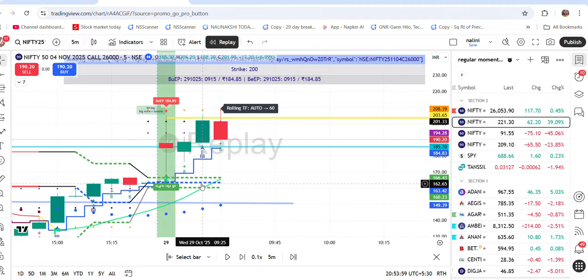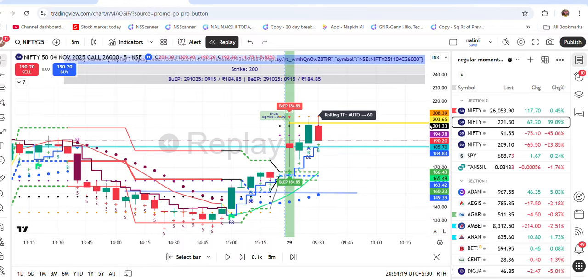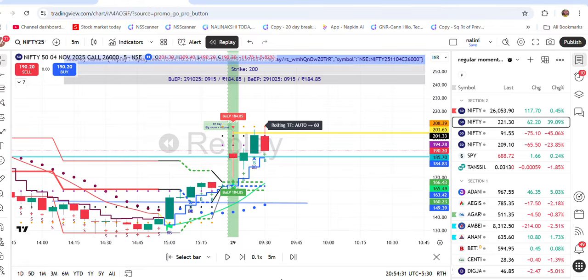You can see all the pivots are compressed and price is above the R1. Not only the pivot, price is above the R1. So price now, and the first 5-minute close was, if I place the cursor, let me go back. I'm not able to see over here. Yeah, if I go and see there, the price closed around 184.85. So I'll start the replay button. I will be taking a position.